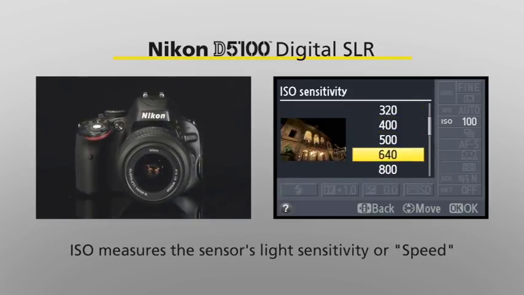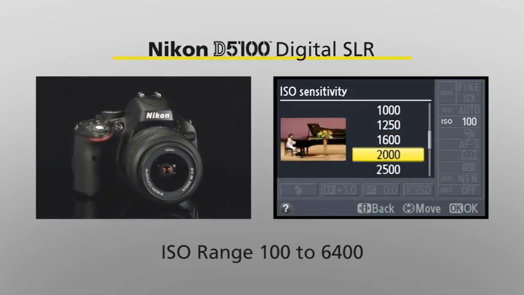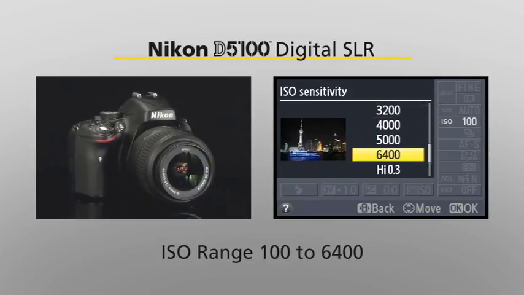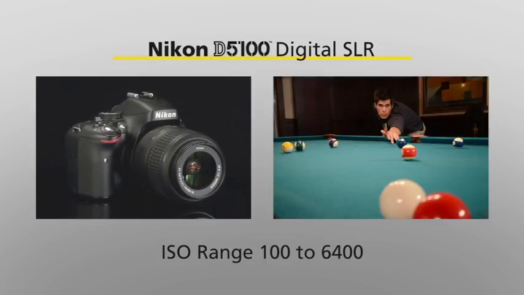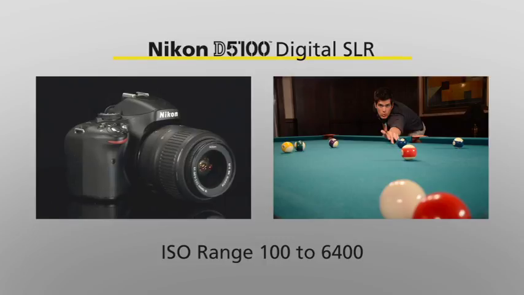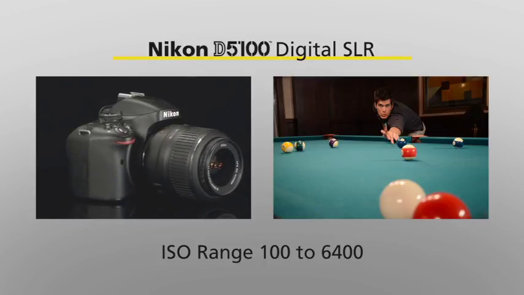This camera has an ISO rating that adjusts from 100 all the way up to an amazing 6400. But the important thing to remember is that the higher the ISO, the less light you need to get a good picture. Now that leads to the second component of exposure, the shutter speed.